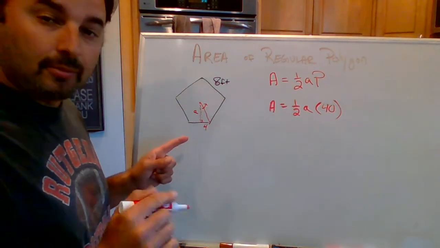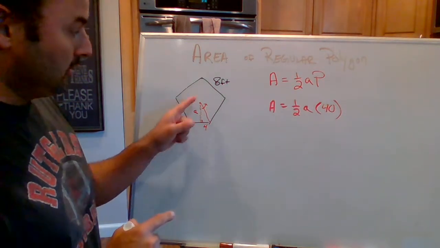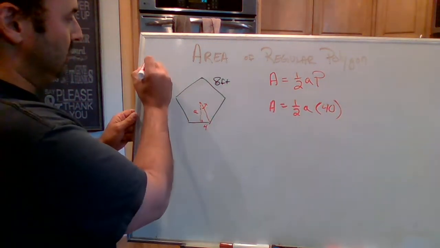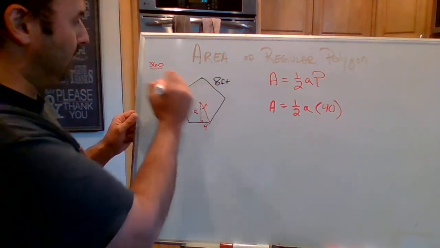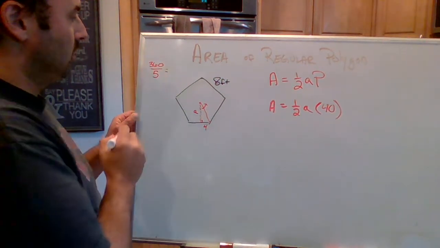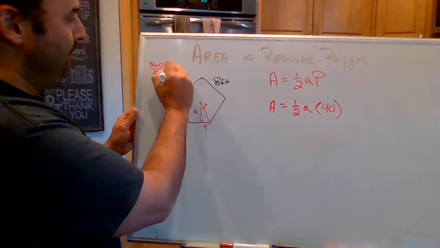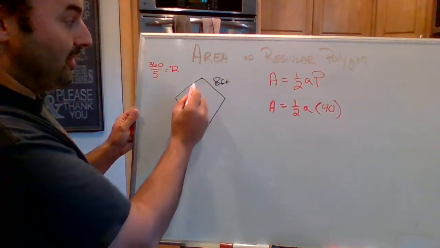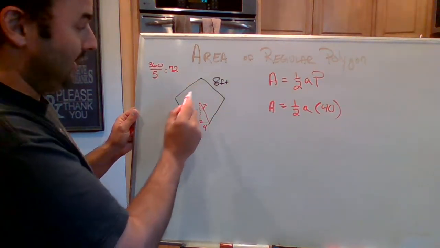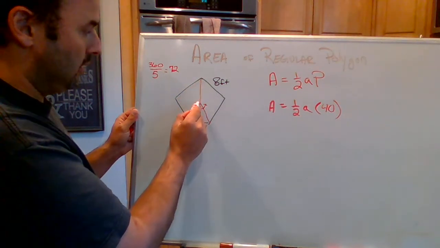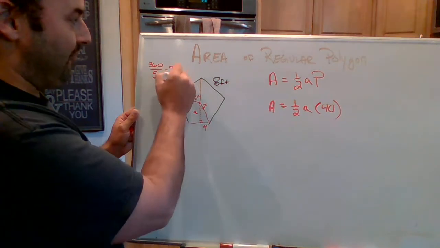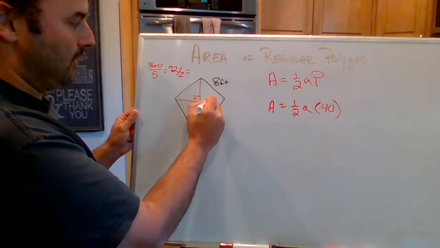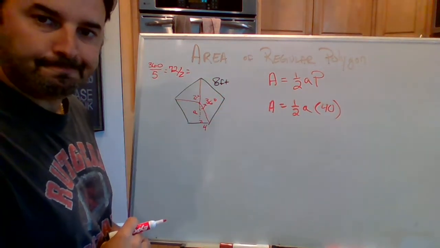Well, remember from the last video, how do I find the central angle? I take 360 divided by the number of sides, 5. 360 divided by 5 is 72. That'll give me the whole central angle, right? That is the whole thing. That is 72. I cut it in half again, I get my 36 degrees.